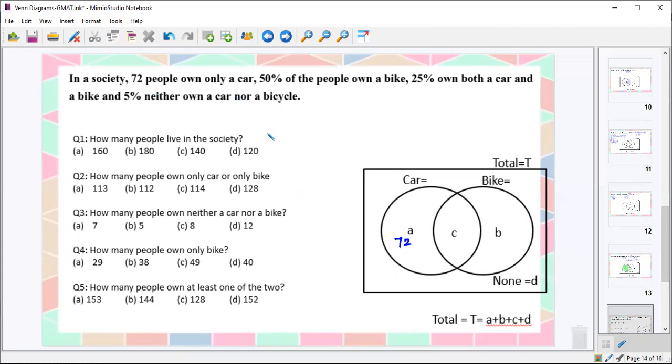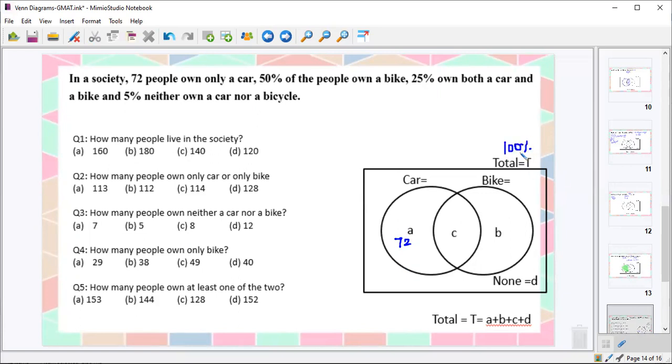Now, as you can see in this question, other than one single value, we have all the values in terms of percentages. So if we have all the values in terms of percentages, we can assume the total to be equal to 100%. And if we can identify 72 is equal to what percentage, we can find the actual value of the total. So for time being, let us assume the total to be 100%.